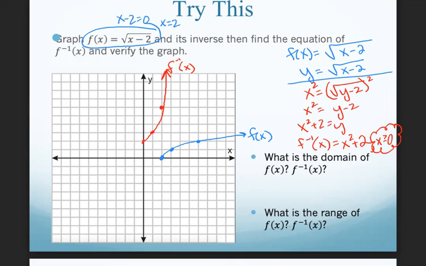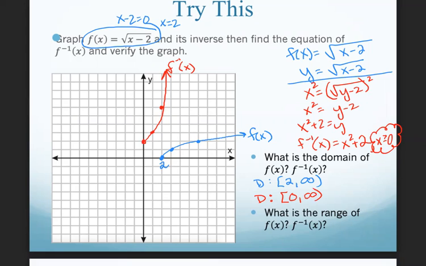So what is the domain of f of x? F of x is our blue one. The domain is from 2 to infinity. I'm not going to go into too much detail because we did that in the activity. For the red one, f inverse of x, our domain starts at 0. So that is from 0 to infinity.